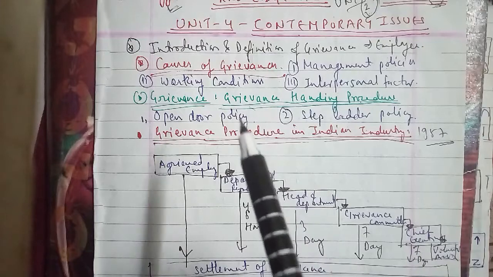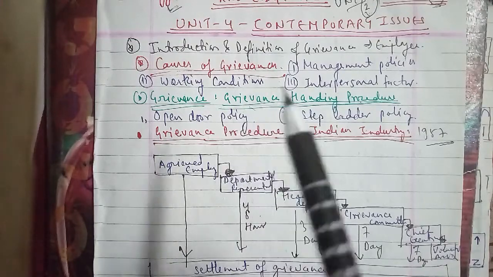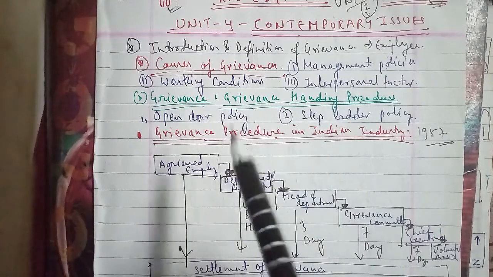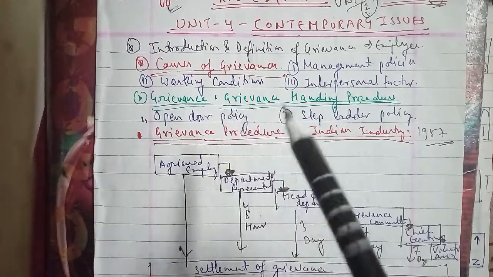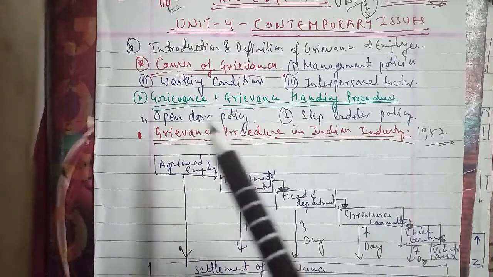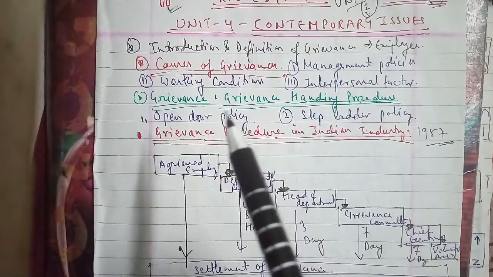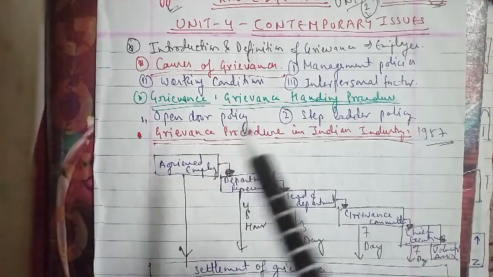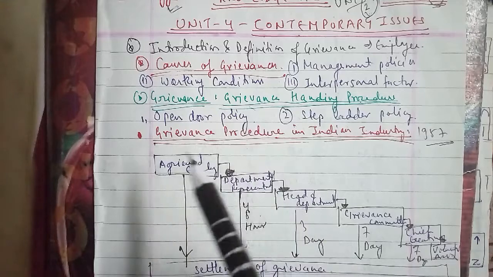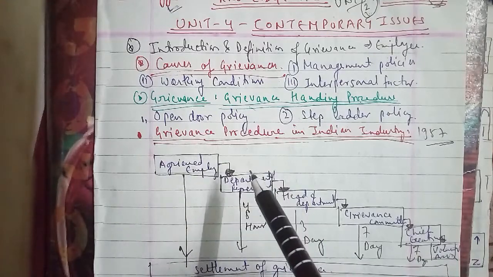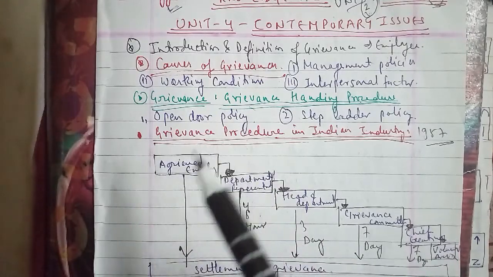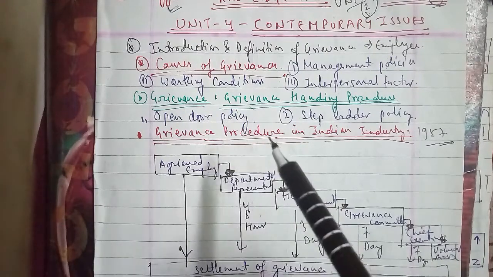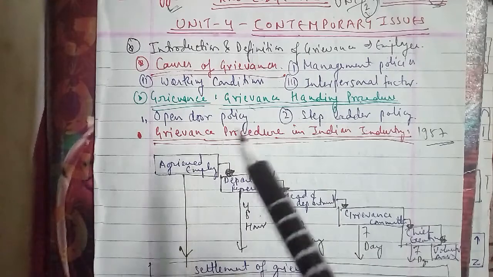We are in step 4, that is, if the grievance still remains unsettled, the case may be referred to voluntary arbitration. Here we have the aggrieved employee, then the departmental representative, then the head of the department, then the grievances committee, and then the chief executive, and of course the voluntary arbitration. This is the settlement of grievances, and the departmental representative has to answer within 48 hours.